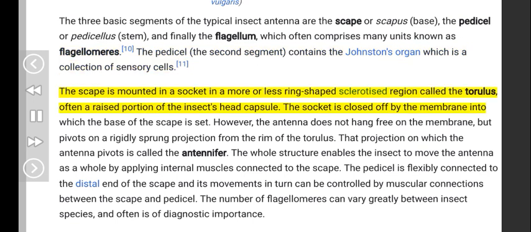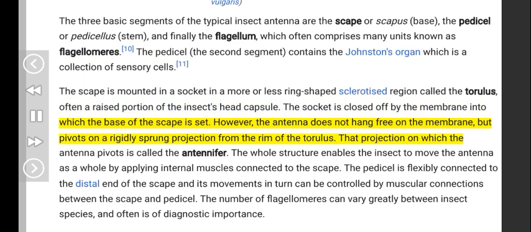The scape is mounted in a socket in a more or less ring-shaped sclerotized region called the torulus, often a raised portion of the insect's head capsule. The socket is closed off by the membrane into which the base of the scape is set. However, the antenna does not hang free on the membrane, but pivots on a rigidly sprung projection from the rim of the torulus. That projection on which the antenna pivots is called the antennifer.